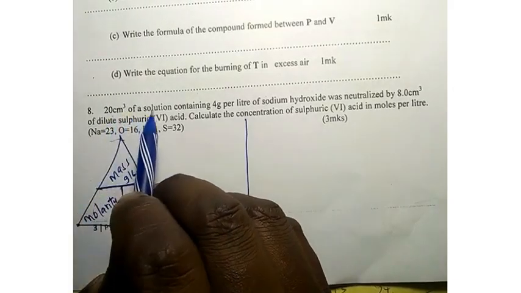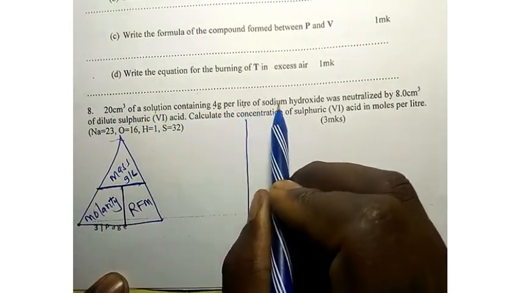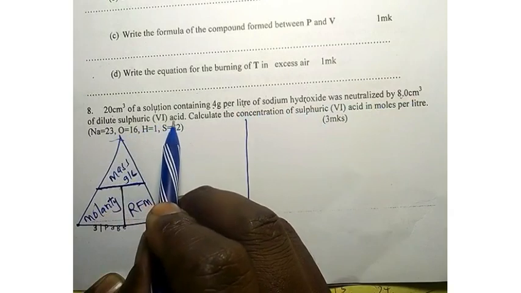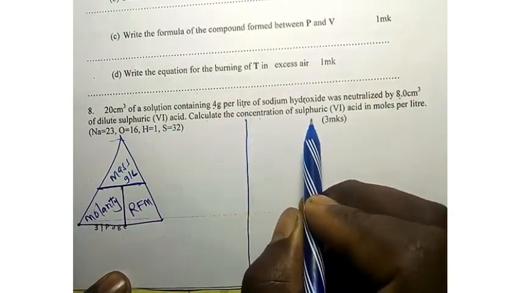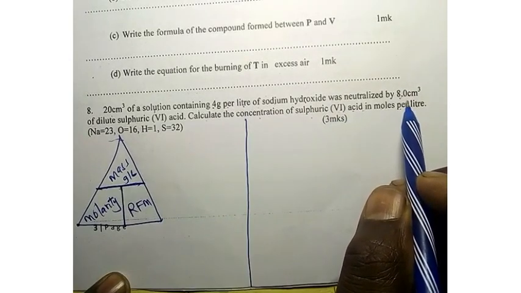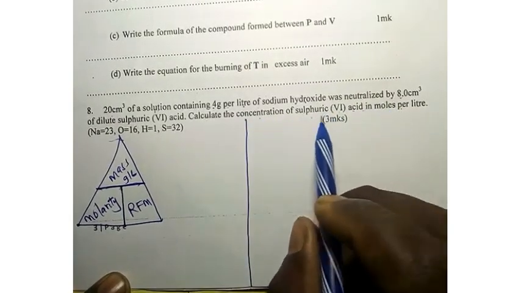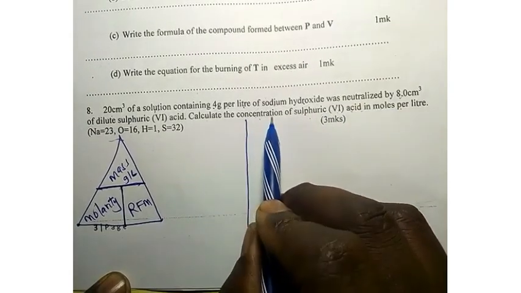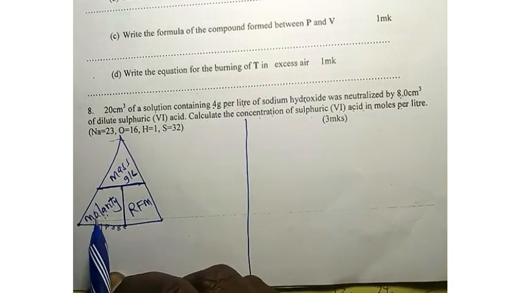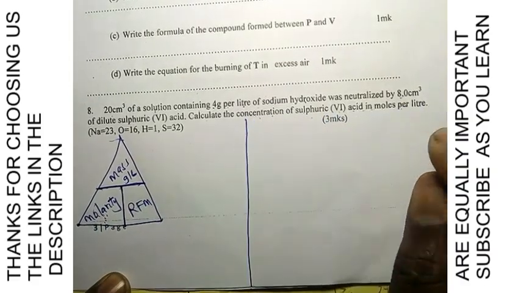20 centimeters cube of a solution containing 4 grams per liter of sodium hydroxide was neutralized by 8 centimeters cube of dilute sulfuric acid. Calculate the concentration of sulfuric acid in moles per liter. Anytime you hear concentration in moles per liter, it simply means molarity, because molarity is the number of moles in 1 liter.